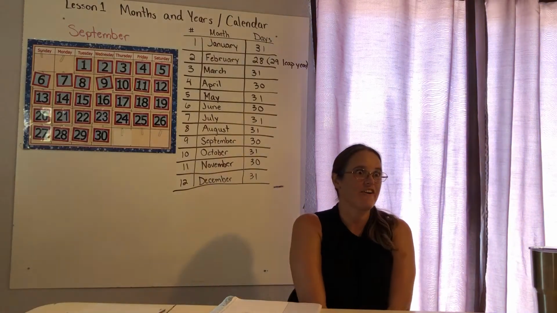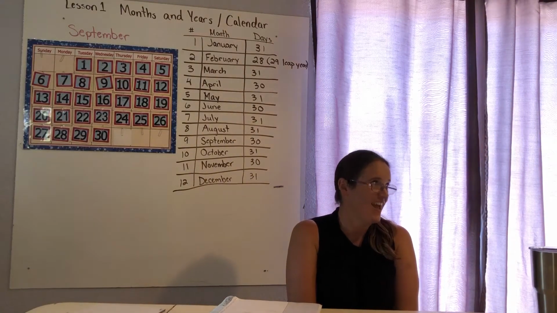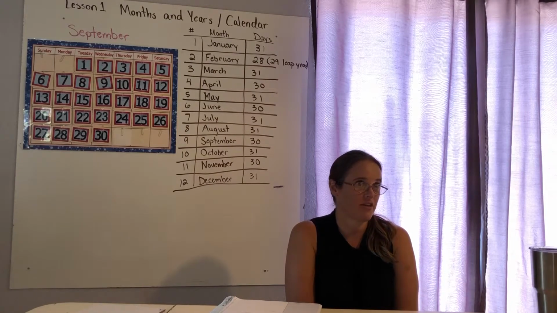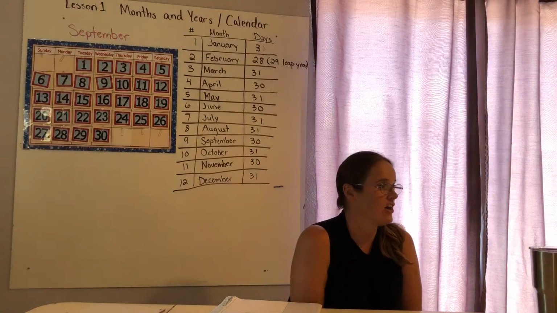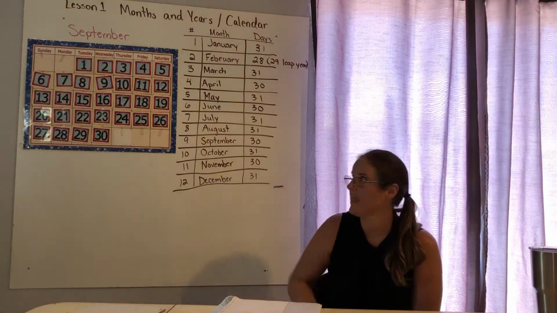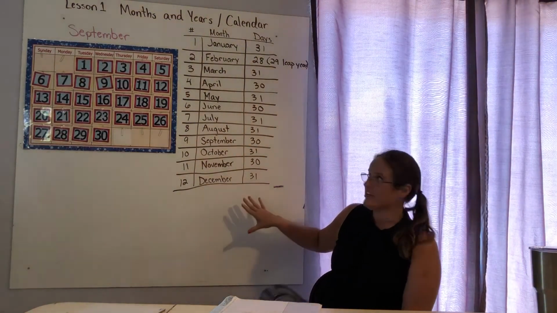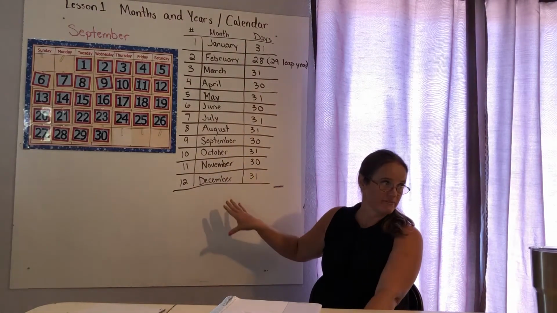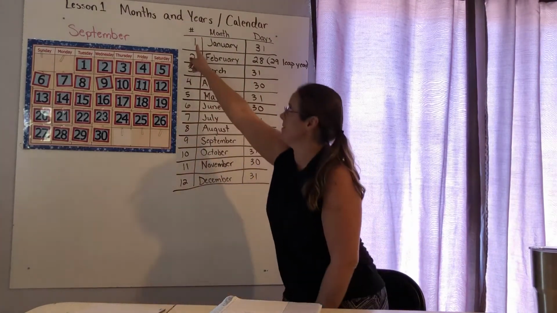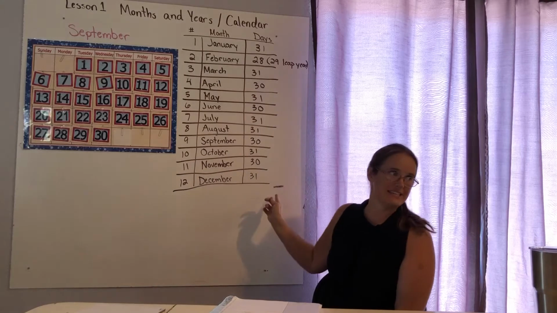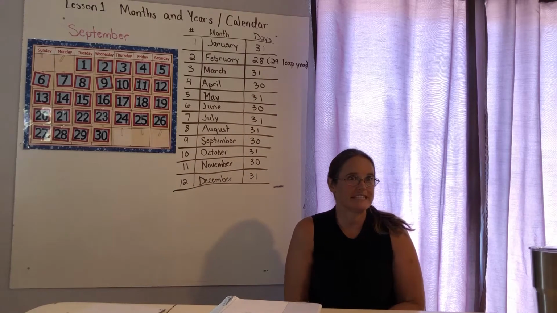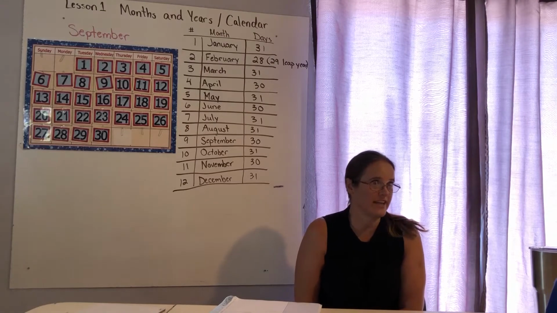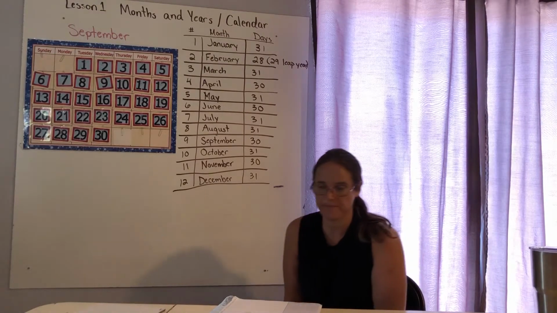Class, today is our first lesson of Saxon Math Book 3. Today we're going to learn about the months and the years and all about the calendar. I have a chart here that shows all 12 months and their number and how many days are in each of the 12 months, because you are going to learn today that there is more than one way to write the date, okay?